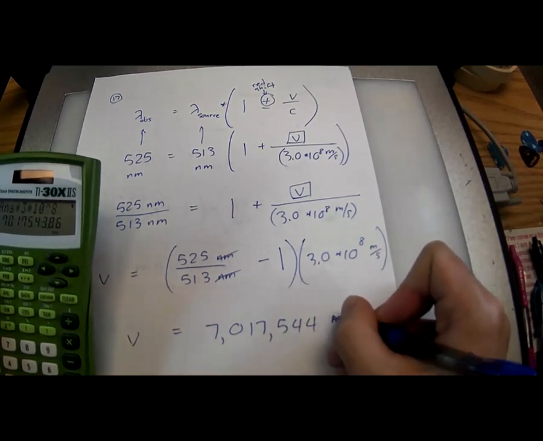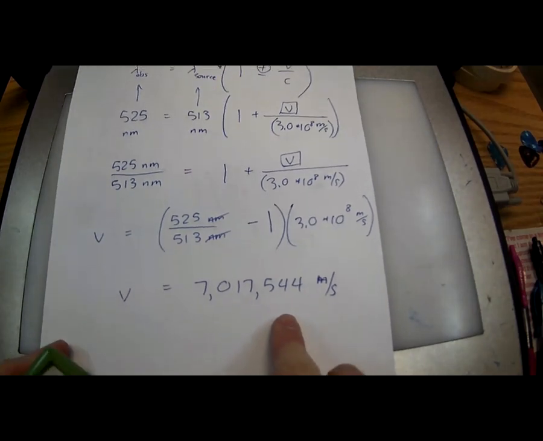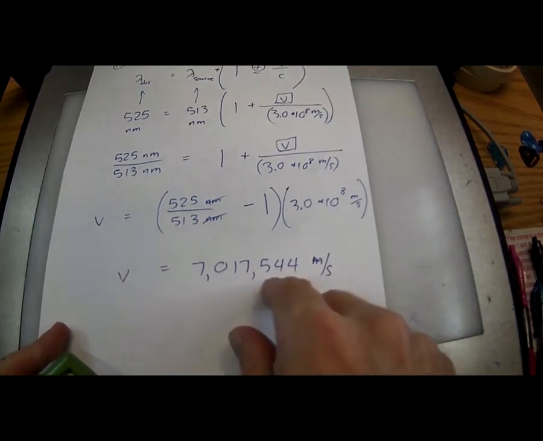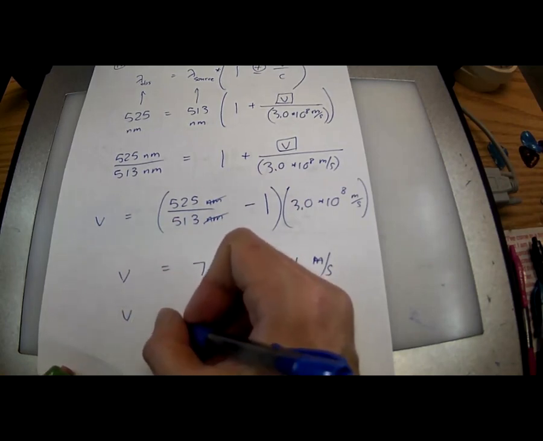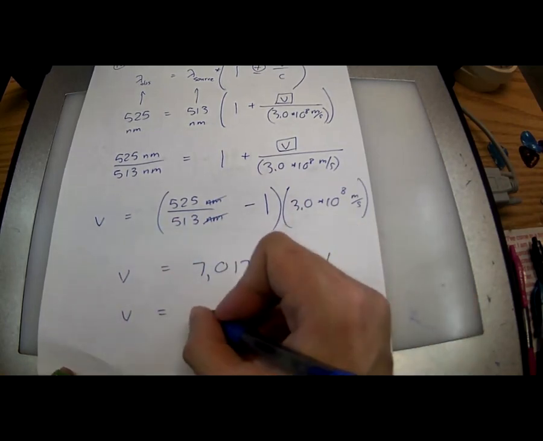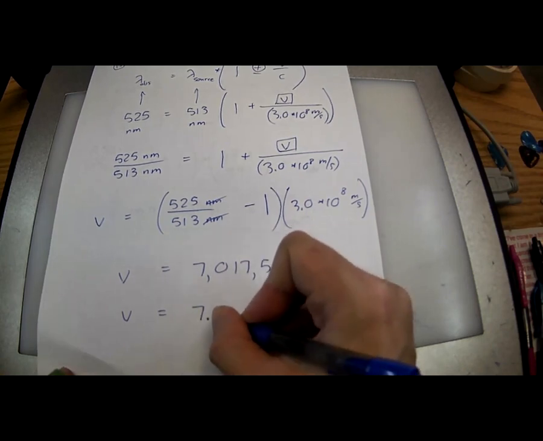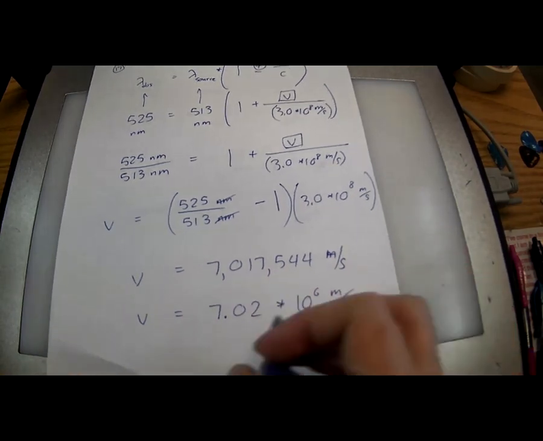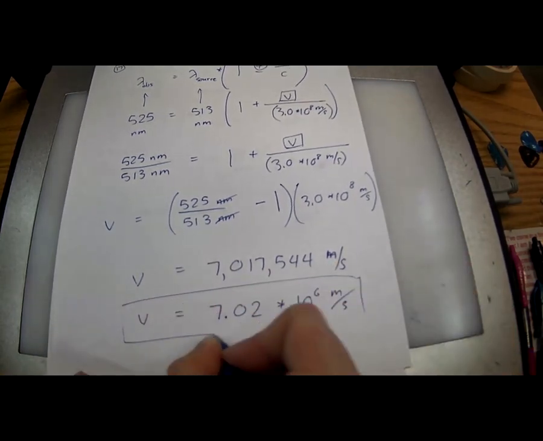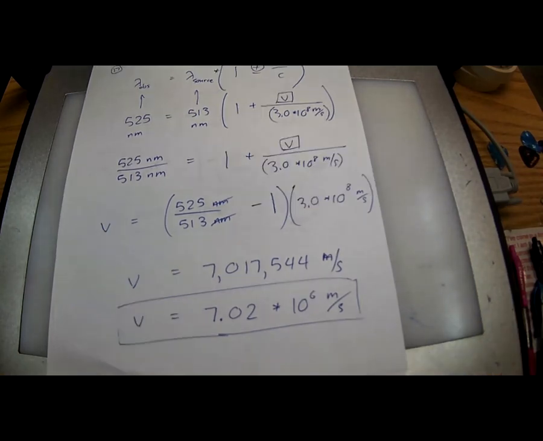meters per second. Actually, I wrote way too many digits. The 544 is not even significant. So let's do scientific notation. Let's say we have 3 sig figs to work with. I'll call that 7.02 times 10 to the 6 meters per second. That's a more scientific way to write that number. 7 million meters per second. You guys got that? All right.